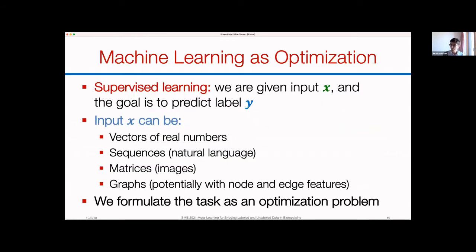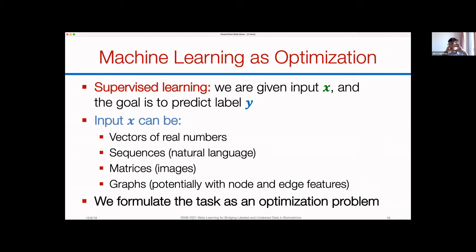And in particular, in supervised learning, we are given a set of inputs X. This could be, let's say, images. And our goal is to predict a label of each input. And we are going to use Y for the label. So I could say I'm given an image X, or an image of the bird, and Y is the species of that bird, right? So the input can be a vector of real numbers, like a gene expression profile.